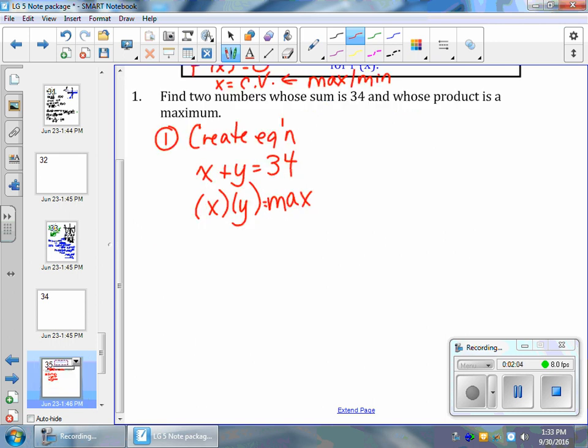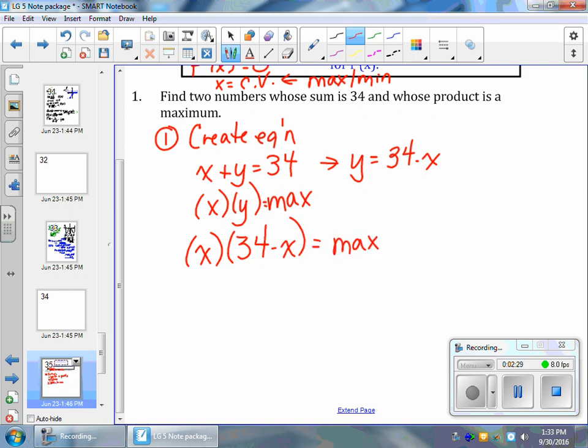Now, if you remember from before, what we have to do is combine these two equations, and we can do that by substitution. So let's solve for one of these variables. Let's say y. It doesn't matter which one. We're going to say y is equal to 34 minus x. If we substitute that in, now we've got one variable and one equation. So I've got 34x minus x squared, and that's going to be equal to my function. This is the function that we're going to be using here.